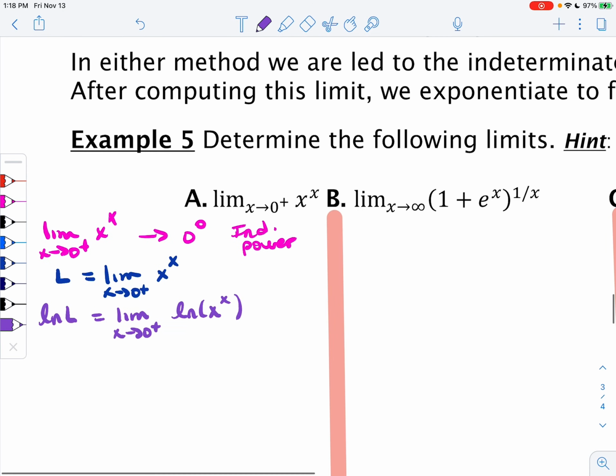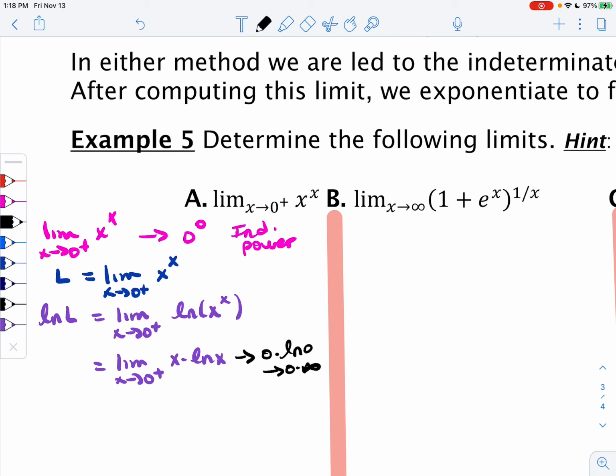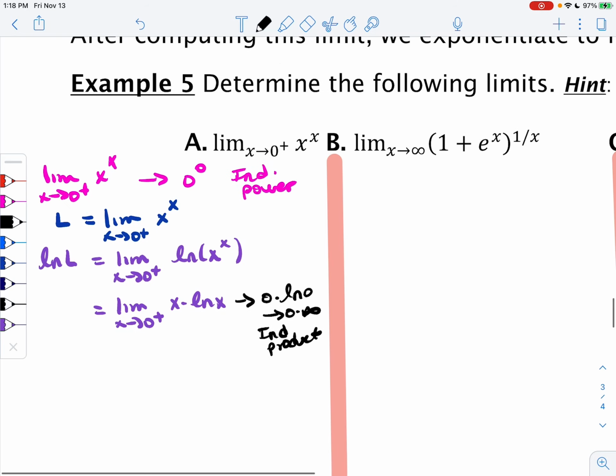Now I'm going to employ my log properties. This is equal to the limit as x approaches 0 from the right of x times the ln of x. I'm going to try to calculate my limit here, and I get 0 times the ln of 0, which is going to be 0 times infinity. That's my indeterminate product. And remember, what we do with indeterminate products is that we take one of those factors and put it into the denominator.